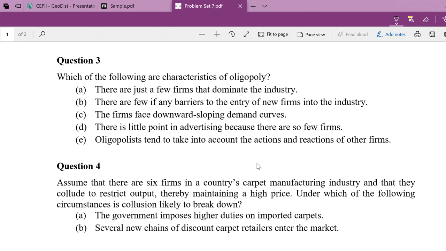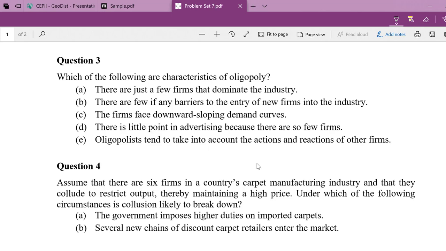D. There is little point in advertising because there are so few firms. Does that make sense? They need to advertise to keep the market position. They dominate. Keeping the existing market share requires constant advertising. If they don't advertise, you should be really suspicious because they are probably colluding with each other. They're cartelizing the market. Then they don't need any advertising. But when they advertise, they are actually competing for existing market share, to squeeze out some existing ones.